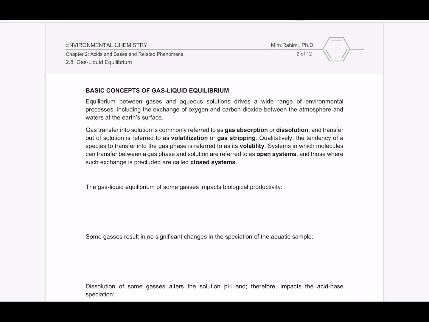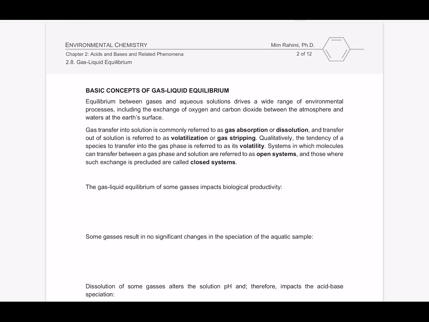So it's basically a general description. If we have a system, let's say this mug that has some coffee in it, we might have some gas going from the atmosphere of this room to the coffee. So this would be gas absorption, or dissolution of a gas or some gases. Or it could be the opposite, some gas going out from the coffee to the environment. And that would be volatilization or gas stripping. So that's two different, a two-way kind of interaction. It could be from the gas to the liquid or from the liquid to the gas.